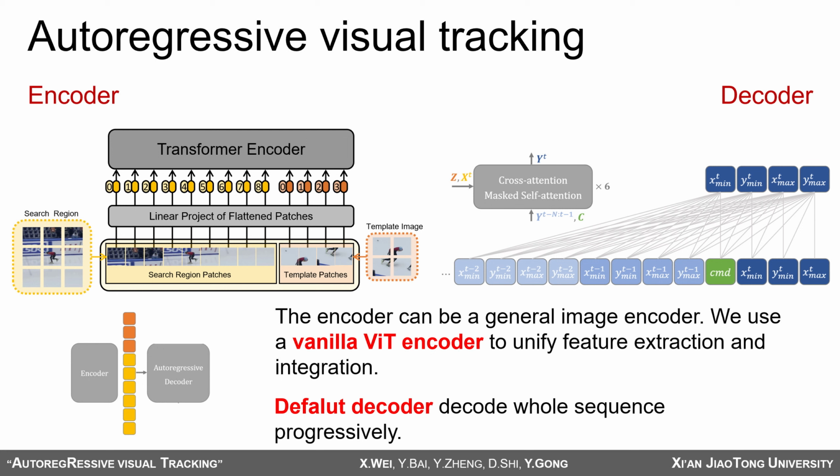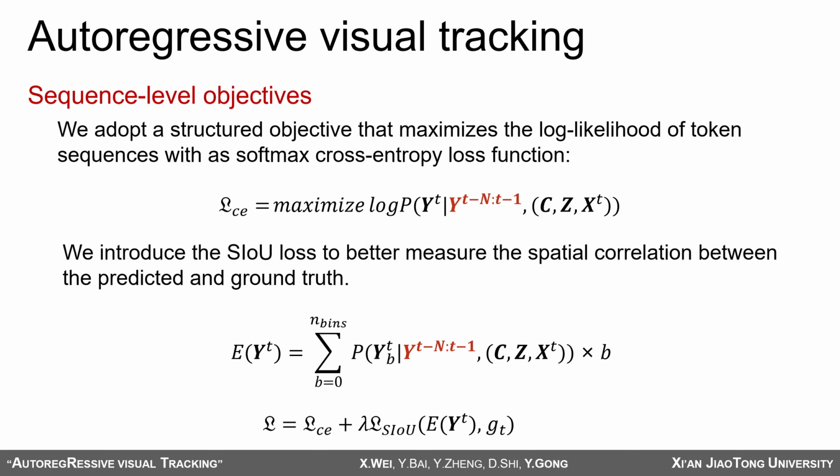The AR-Track architecture consists of an encoder and a decoder. The encoder is a general image encoder responsible for encoding pixels into hidden feature representations. In our implementation, we adopt the ViT encoder, which unifies feature extraction and integration. To interpret the coordinate sequence, we employ a transformer decoder. This decoder progressively decodes the entire sequence, conditioning its predictions on preceding coordinate tokens serving as spatiotemporal prompts, a command token, and visual features. The decoder effectively incorporates spatiotemporal information and combines motion cues with visual cues to provide comprehensive predictions.